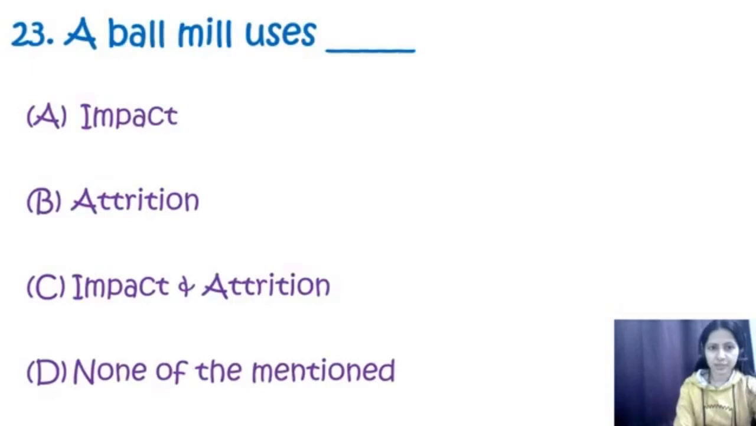Number 23. A ball mill uses, options are A. Impact, B. Attrition, C. Impact and attrition, and D. None of the mentioned. So option number C, that is it uses impact as well as attrition. So what is actually a ball mill? It is a type of grinder which is used to grind or blend materials. Okay, so it actually gives the impact as well as the attrition to those particles.